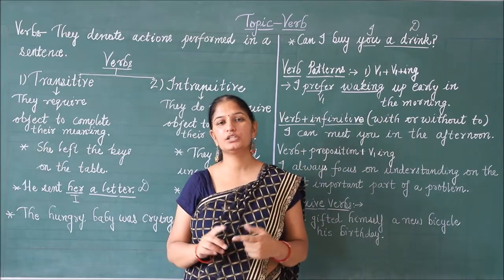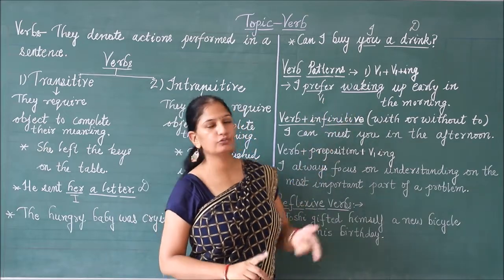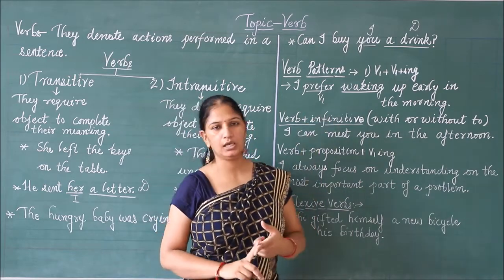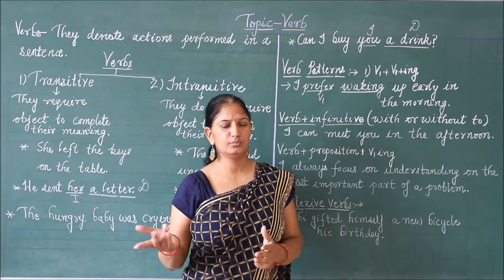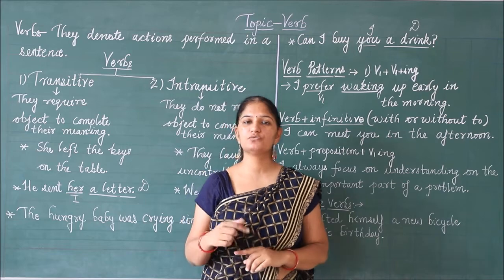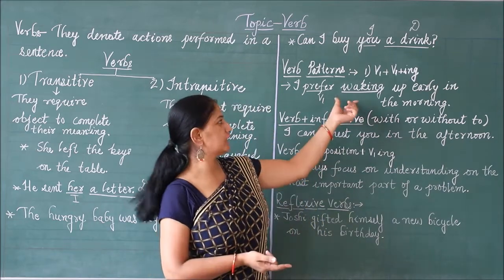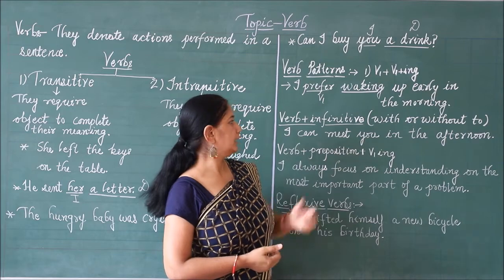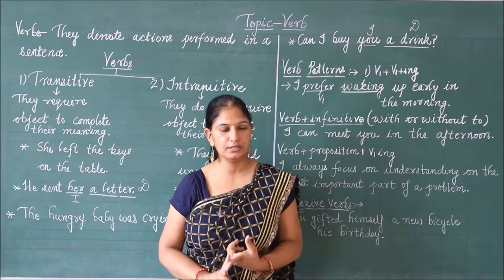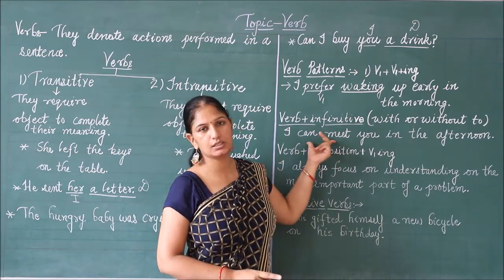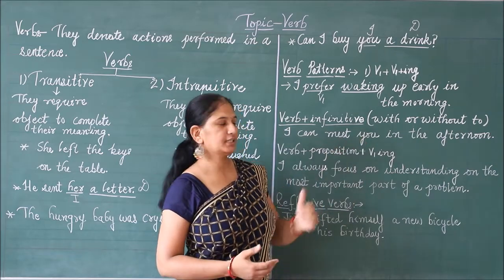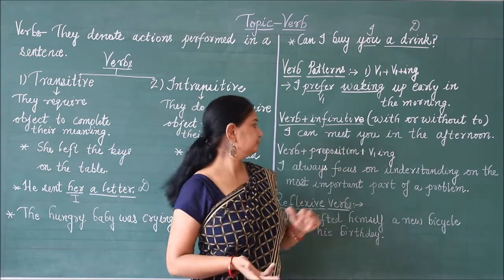Then we have learnt about the verb patterns. The first kind of verb pattern is V1 plus V1 ing. So for example, I avoid eating sweets in the morning. So here avoid is V1 and then eating becomes V1 ing. So same like this example. And then verb plus infinitive, with or without to, as we have learnt about infinitives and bare infinitives. So here we have seen the example of a bare infinitive. I can meet you in the afternoon. So this was the example of the verb without to.